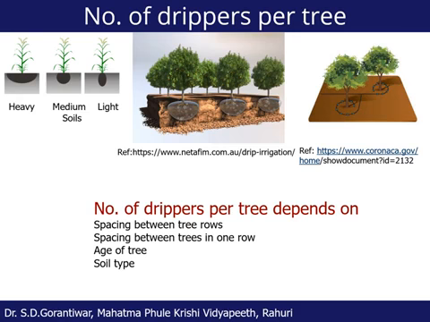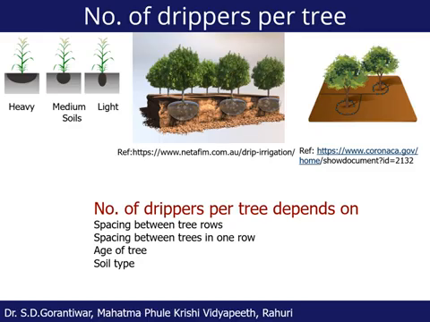Okay, but then what should be done? In this case, we have to have the number of drippers per tree in such a way that those drippers should be capable of wetting the entire root zone. As we have already seen, and again I have shown this figure at the left hand corner, in case of the heavy soil, one dripper can irrigate more area because its lateral spread is more, whereas in light soil one dripper can irrigate less area.